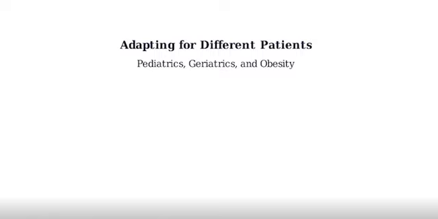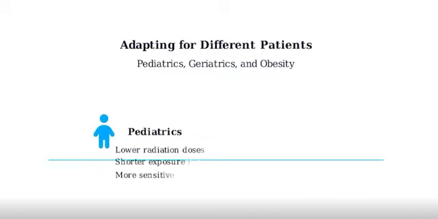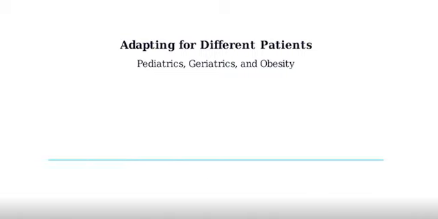One size doesn't fit all when it comes to chest radiography. We need to adapt our techniques for different patient groups to ensure the best possible imaging while keeping radiation exposure as low as reasonably achievable. Let's start with pediatric patients. Children are more sensitive to radiation, so we use lower doses and shorter exposure times. This helps protect their developing tissues while still getting clear images.